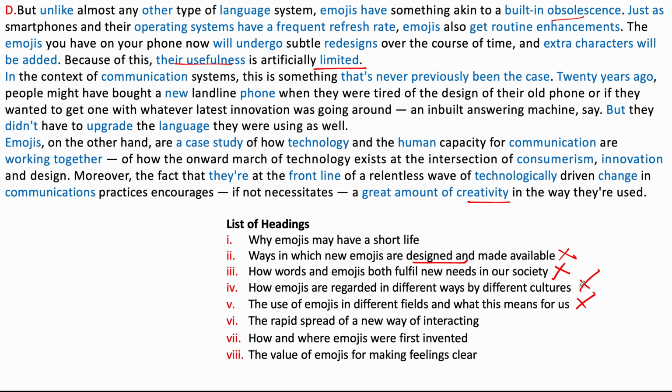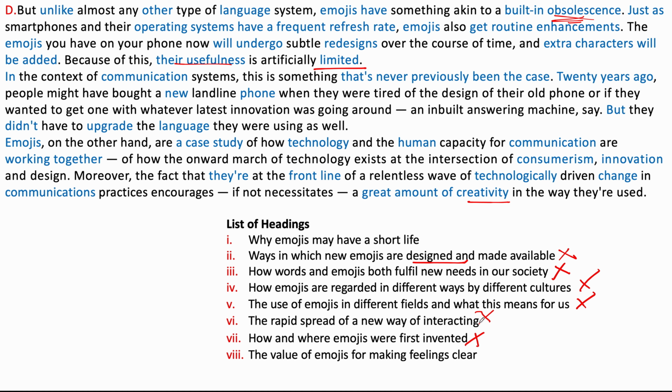The sixth one says rapid spread of a new way of interacting. There is mention of technology. It might make you think of rapid spread of emojis, but this section actually focuses on obsolescence and not their widespread use. The seventh heading is how and where emojis were first invented. Like many sections, there is a brief mention of the beginning of emojis, but no detailed explanations of how they were created or when they were invented.